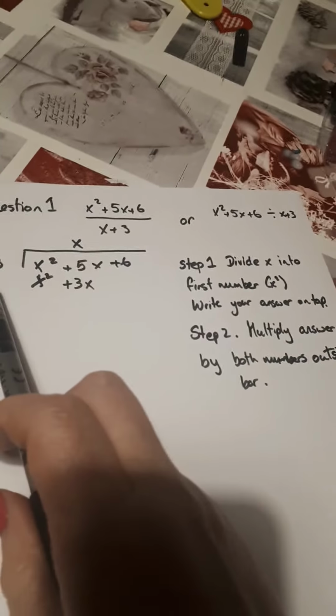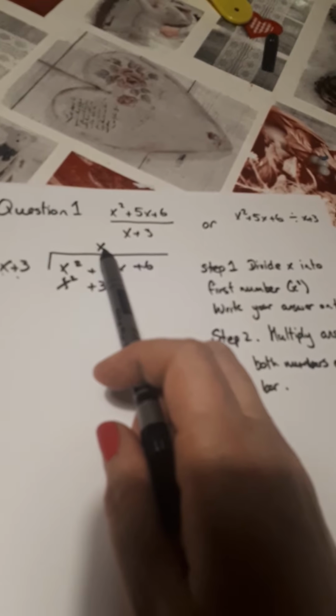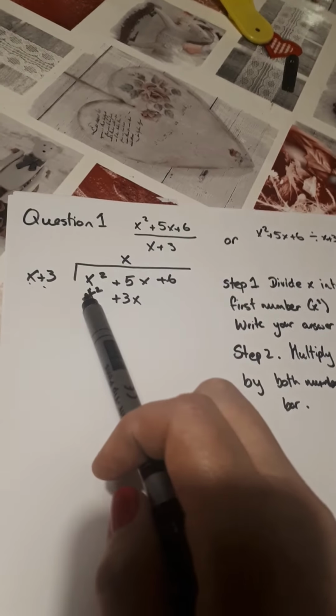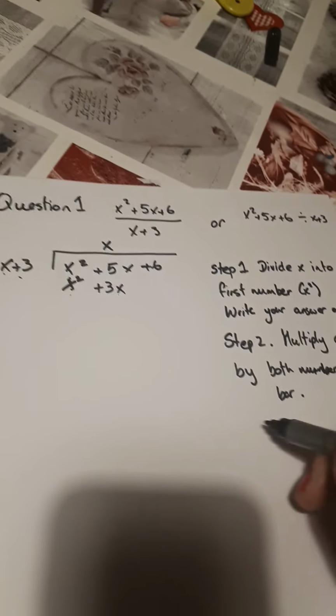Go back over them again. Step 1, divide x into x squared, write my answer on top, which is x. Step 2, multiply my answer by the two things outside. So x by x gives me x squared. X by 3 gives me 3x. Okay, we're now on to step 3.